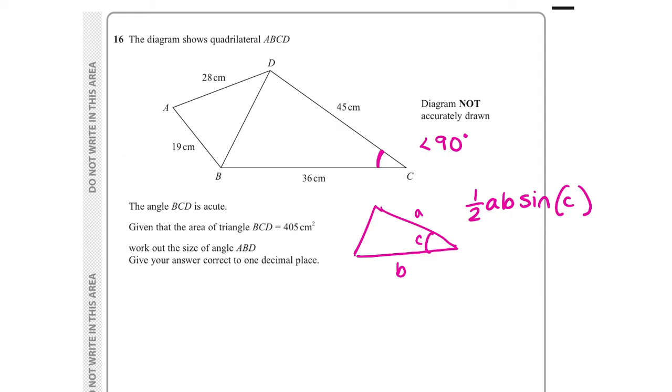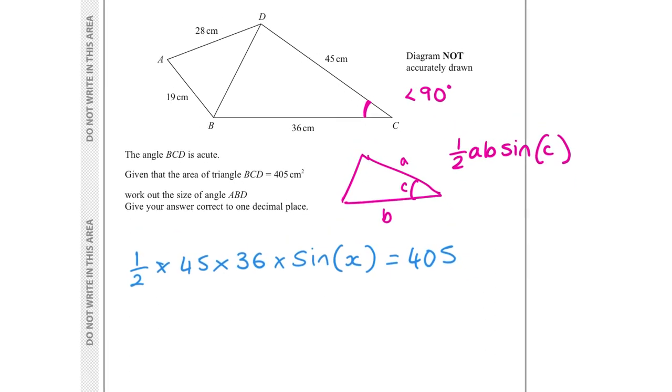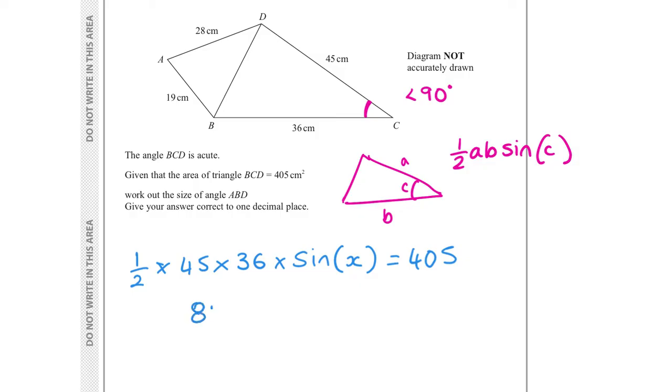So we're going to do a half times 45 times 36 times sine of the angle X equals 405. Okay? So if I wanted to, I could do 0.5 times 45 times 36. So I'm going to get 810 sine X equals 405. Divide both sides by 810, so we get half. So I get sine of X equals a half.